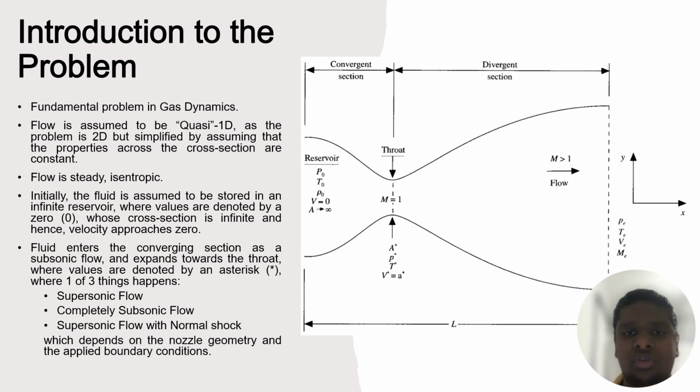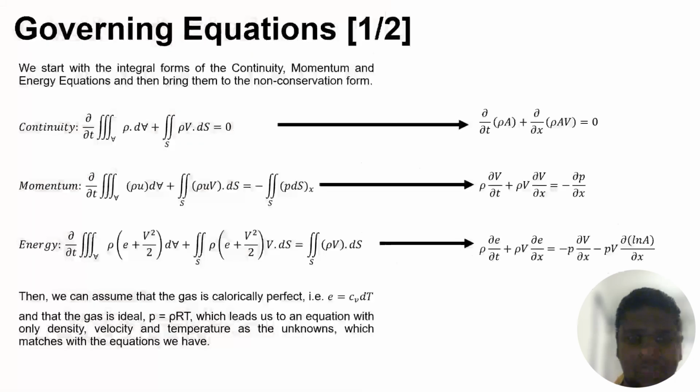Key scenarios at a throat nozzle depend on the geometry and boundary conditions. We may see three conditions, which include fully supersonic, fully subsonic, or supersonic flow with a normal shock, which we will explore in subsequent slides. Note that fluid properties at the reservoir are indicated with a naught or a zero, whereas flow properties at the throat are indicated with a star.